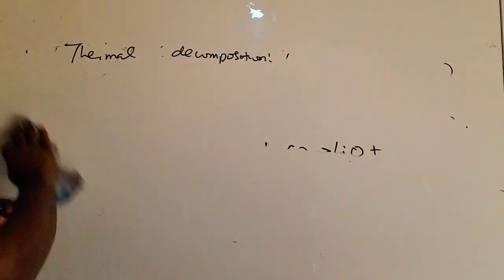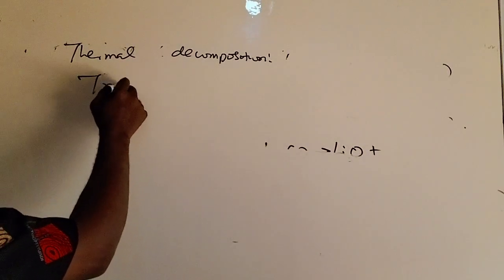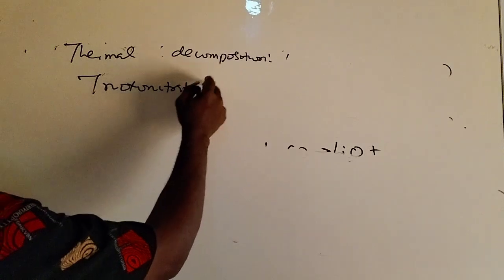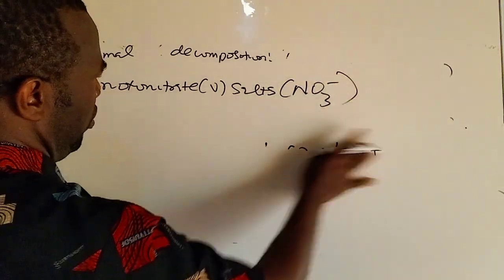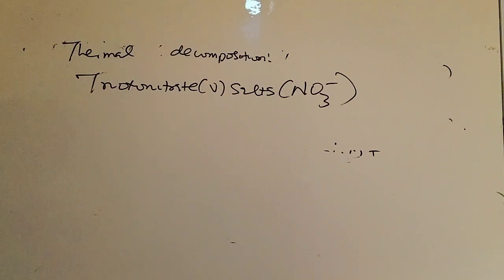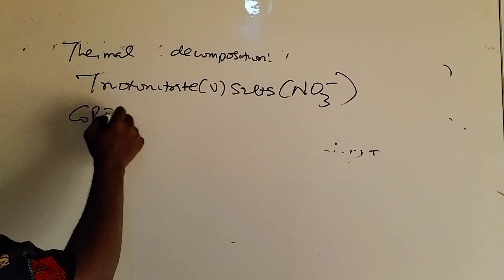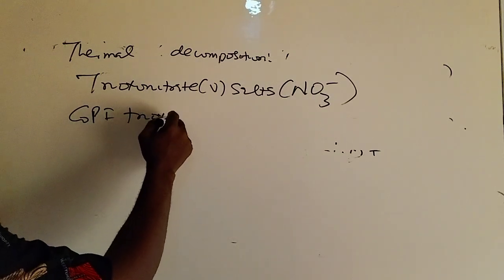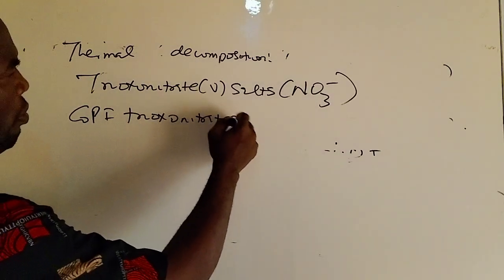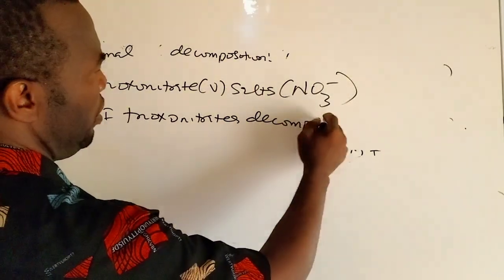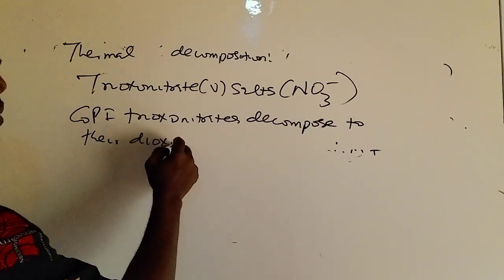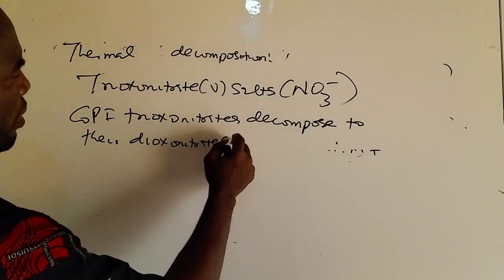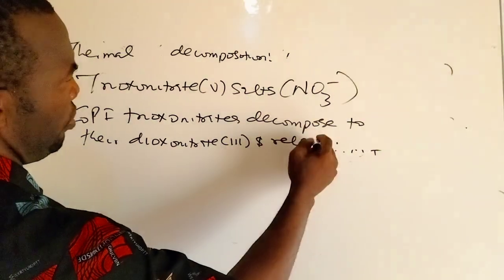Nitrates refers to trioxonitrate(V) salts. That's NO3, called the nitrates. When you join a metal to them, you form a salt. So the group 1 nitrates, group 1 trioxonitrate(V) salts, decompose on heating to their dioxonitrate(III), nitrate 3, and release oxygen.